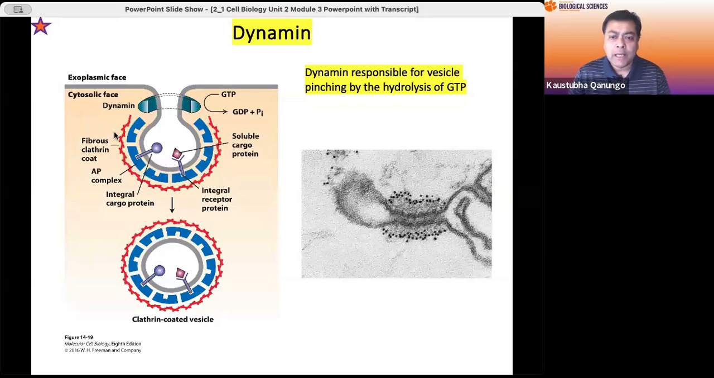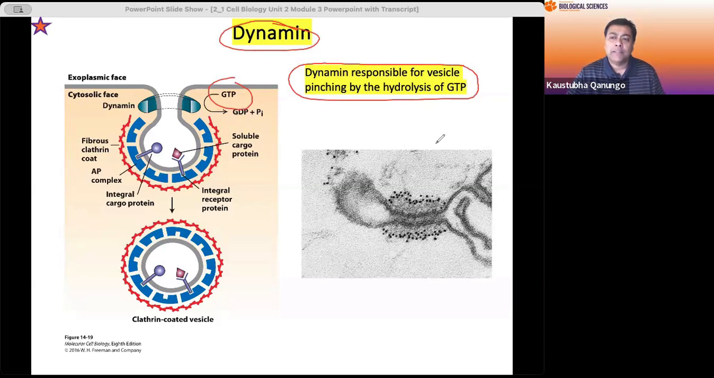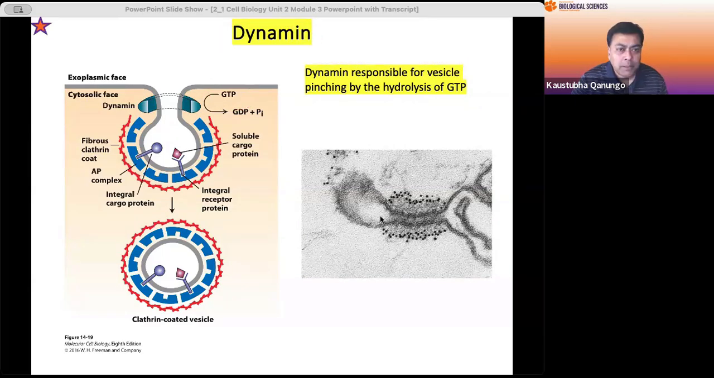This shows you how a vesicle is pinched off. One of the important proteins here is called dynamin, which works with GTP and is responsible for vesicle pinching after hydrolysis of GTP. The question is: which of the following proteins is responsible for pinching of the plasma membrane by the hydrolysis of GTP once the vesicle is fully formed? It is dynamin GTP. Not dynactin, not dynein, but dynamin GTP. Just make sure that you remember this one very well. Very specific question. Star marked question.